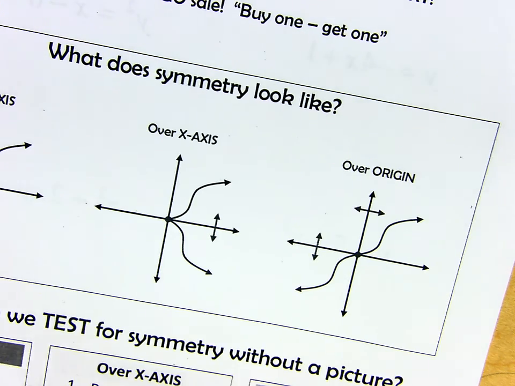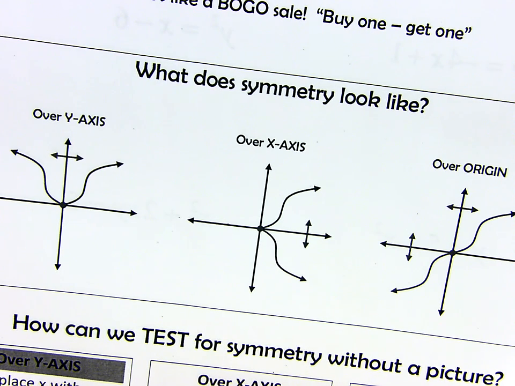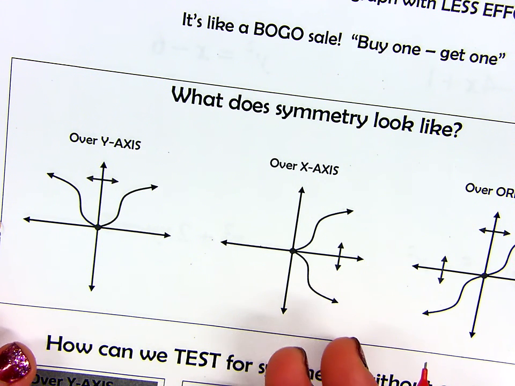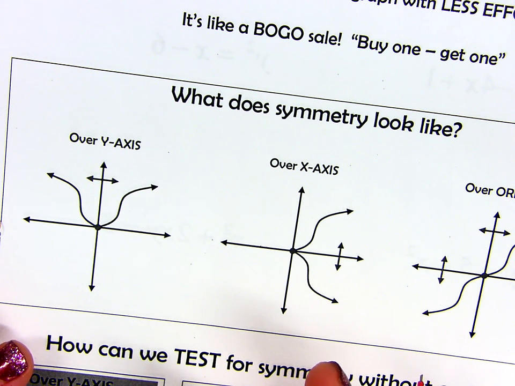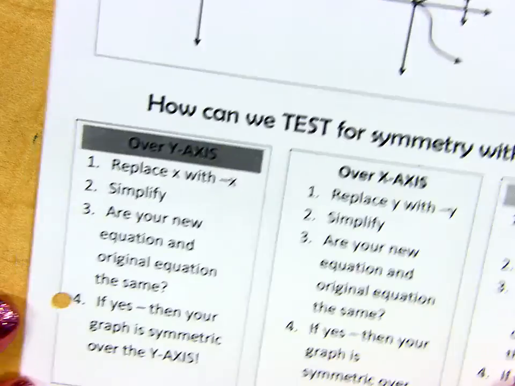All right, so what we want to do is be able to test if an equation has any one of these symmetries. If you have the picture of the graph right in front of you, then it's pretty easy because you can just do it visually. But of course, we don't always have a picture of the graph, and sometimes it's way more complicated to make the graph than it is to just do the tests. All right, so down here below, you will see what the 3 tests are.